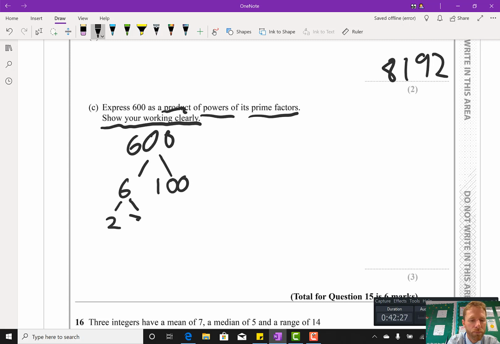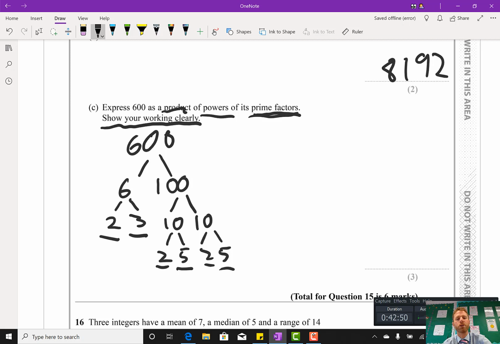2 is a prime number, 3 is a prime number. It says prime factors, so I'm stopping when I hit a prime number. 100 is not a prime number, so 10 multiplied by 10. 10 is not a prime number. 2 is, 5 is. So this is going to be the same.